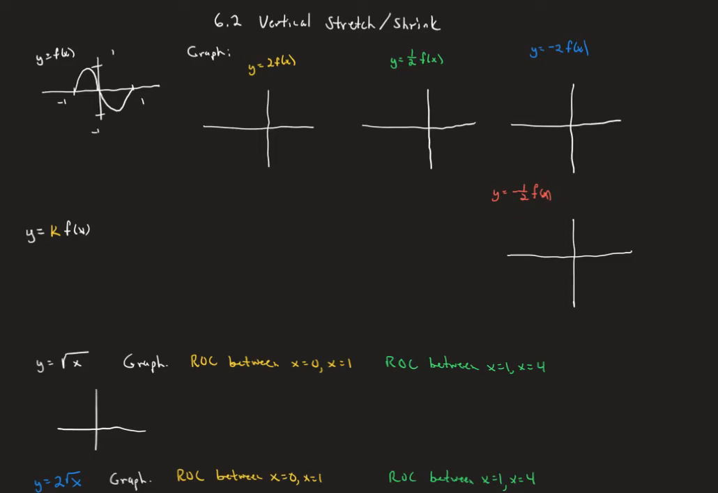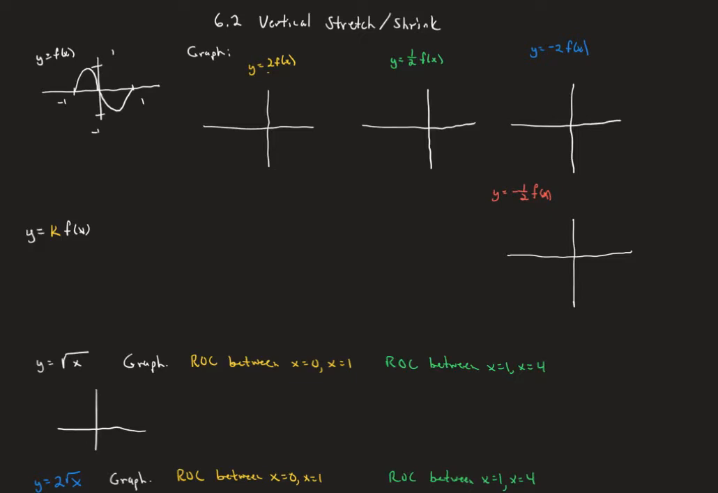In this video, we're going to talk about section 6.2, vertical stretches and shrinks. So if we look at this white function y equals f of x, you can see it goes from -1 to 1 on the x and also -1 to 1 on the y. And then we'll talk about what these different numbers on the outside of the function do.